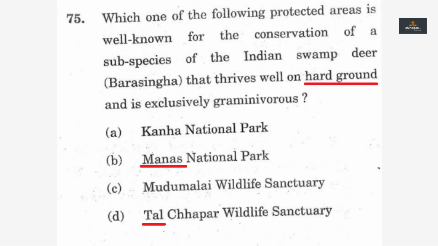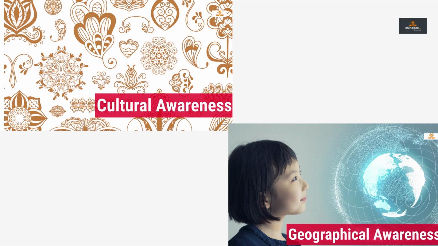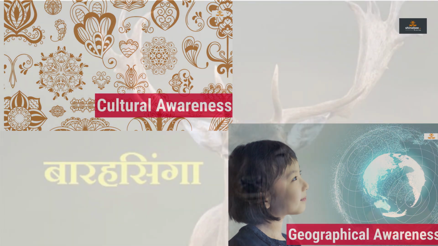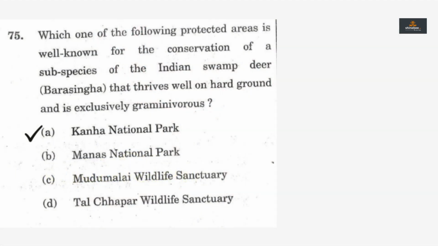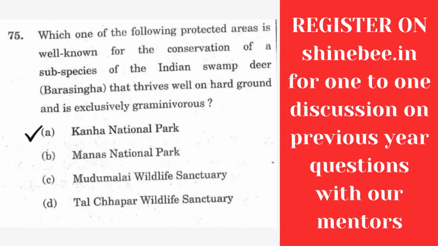After eliminating these two options, we are now at 50-50 stage. To proceed further, use your cultural and geographical awareness. The strategy of cultural and geographical awareness has already been discussed and its link is given in description box. Using your cultural awareness, you can identify that the term Barasingha is more likely to be used in North India than in South India. Now among option A and C, only Kanha National Park is in North India, in state of Madhya Pradesh, while option C, that is Mudumalai Wildlife Sanctuary, is in South India, in state of Tamil Nadu. Therefore, correct answer should be option A, that is Kanha National Park.